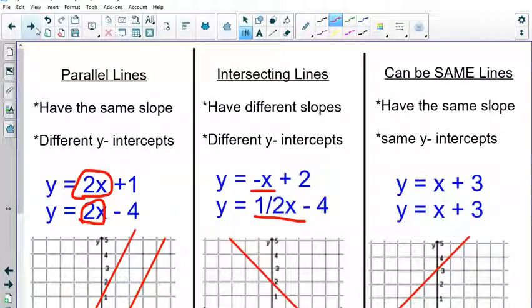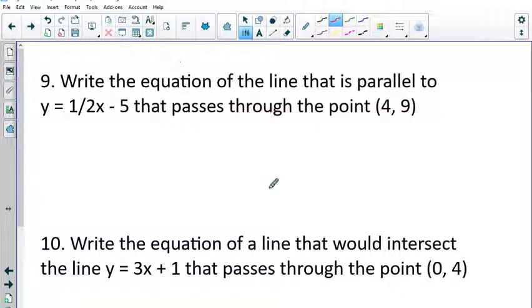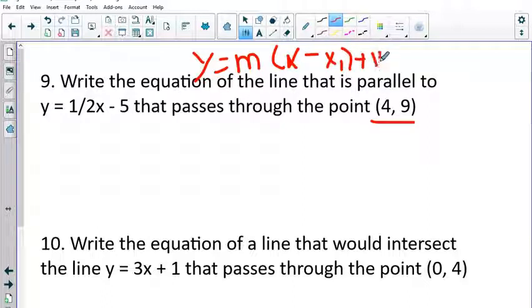Okay, so now reference your notes, number 9. It says write the equation of a line that is parallel to this that passes through this point. So I'm actually going to use point slope form because I have information about a point and I have information about the slope. So if you can recall, point slope form looks like this: y equals m times (x minus x1) plus y1. So if this is the equation that it has to be parallel to, parallel lines have to have the same slope. So I'm going to use this slope of a half.